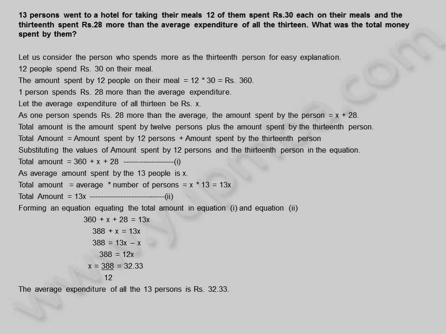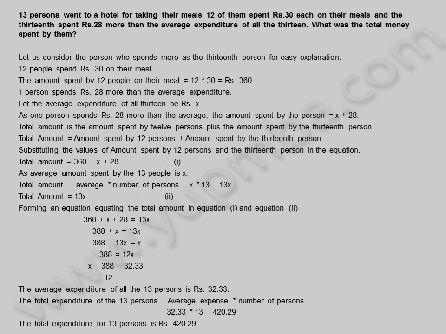32.33. The average expenditure of all the 13 persons is 32.33 rupees. The total expenditure of the 13 persons is equal to average expense into number of persons, which is 32.33 into 13 is equal to 420.29. The total expenditure for 13 persons is 420.29 rupees. Let us see another example.